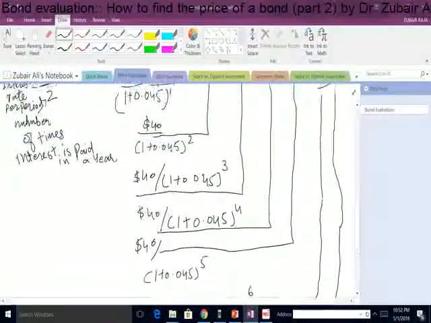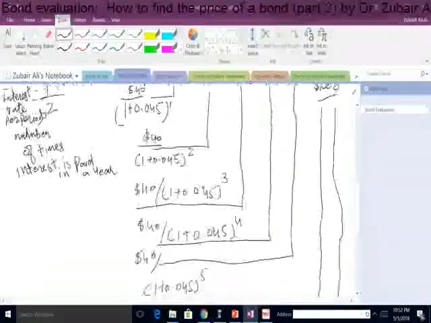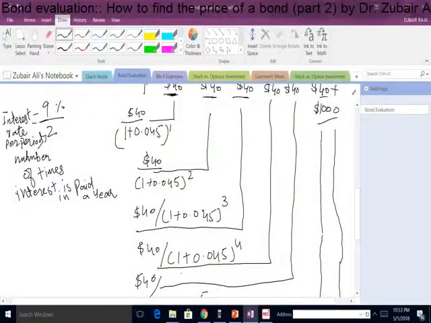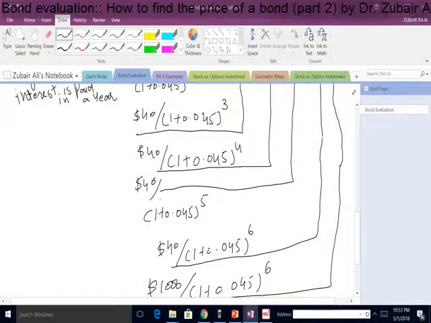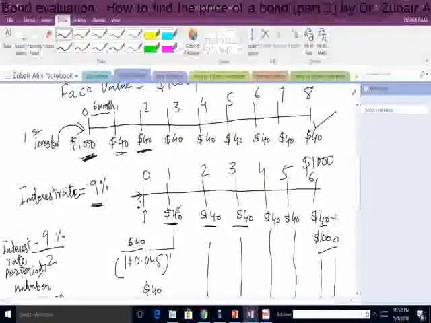So if you do all this calculation over here, right, and add them together, so this is the present value of the first cash flow, present value of the second cash flow, present value of the third cash flow, present value of the fourth cash flow, likewise present value of the fifth cash flow, present value of the sixth cash flow. But there are two sixth cash flows, the interest payment plus the principal value. So another present value of the sixth cash flow, based on the principal amount, and add them together. This will give you the price of this bond.